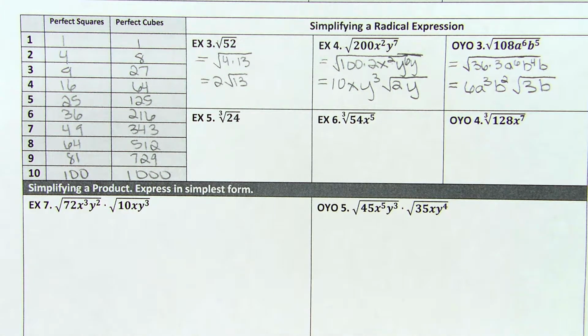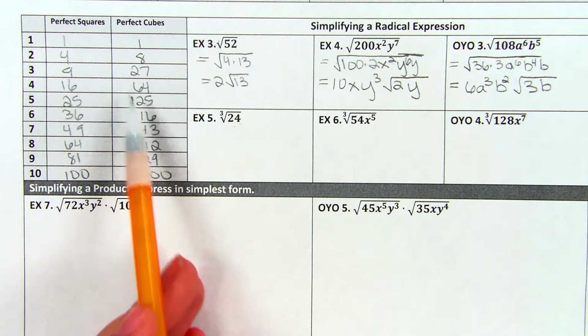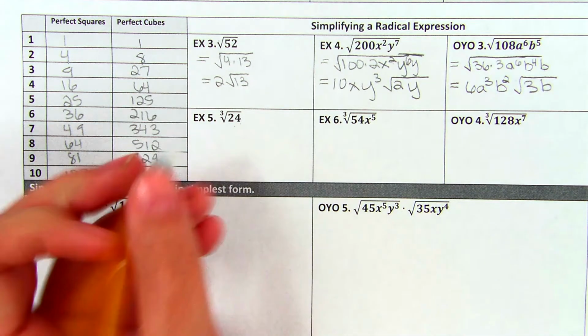Okay? Now we're going to go on to cube roots. It is the same process, except now we're thinking about perfect cubes and multiples of 3 with the variables, with the exponents of the variables. Let's start with the cube root of 24. What is the largest perfect cube that goes into 24? Looking at our perfect cubes, the largest one is 8. Should be 8 times 3.